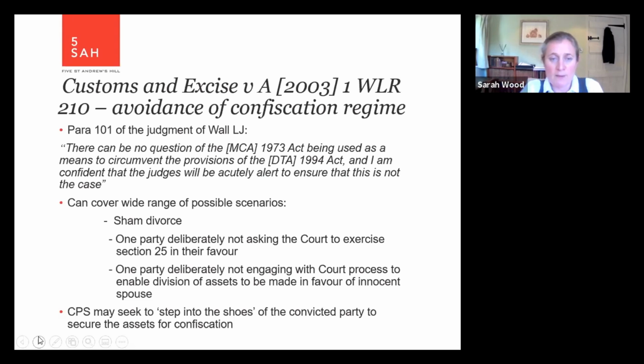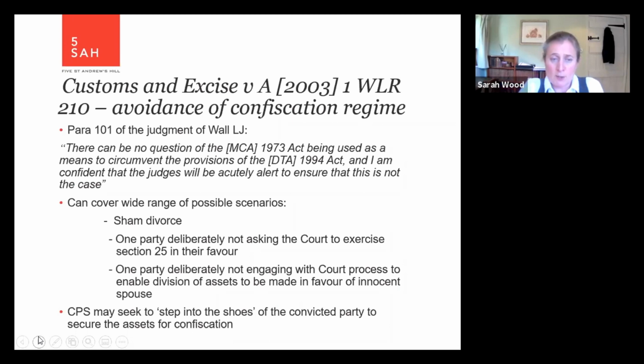But what the CPS, if they intervene within the family proceedings, which we'll come on to look at in a moment, may seek to persuade the family court is that the divorce itself is a sham, and there may be evidence available, perhaps through social media or perhaps through payments from one party to another, which have continued beyond the point of the divorce. If they consider it to be a sham divorce, they may seek to make that argument within the family proceedings. That's, again, at one end of the spectrum.